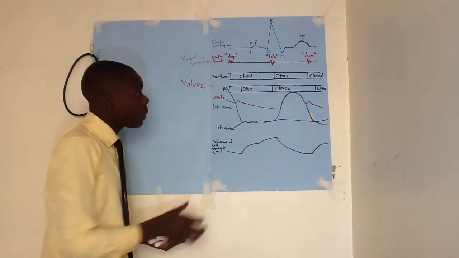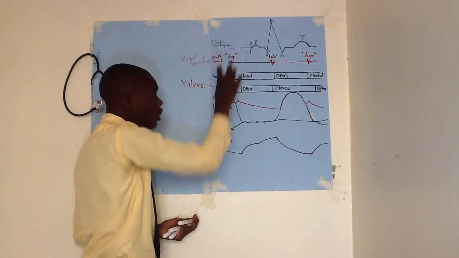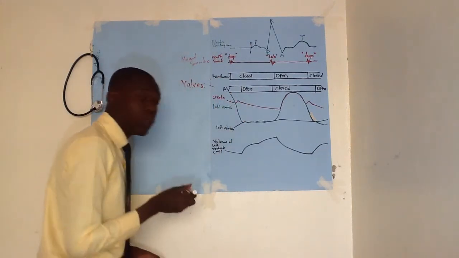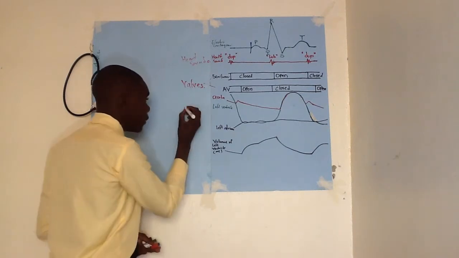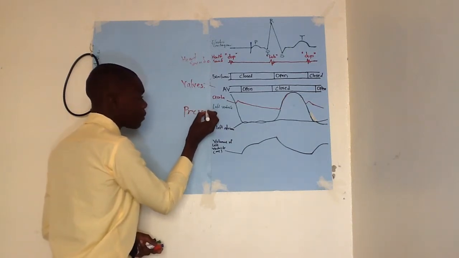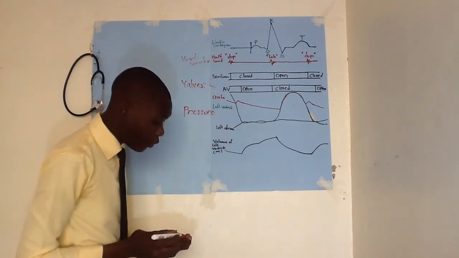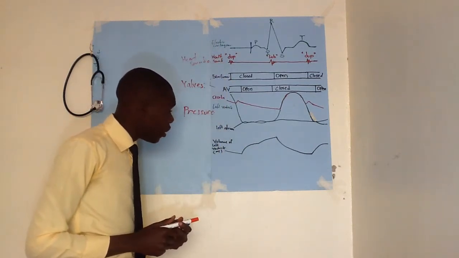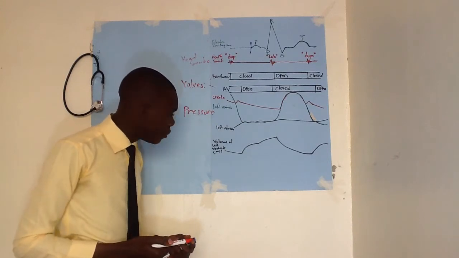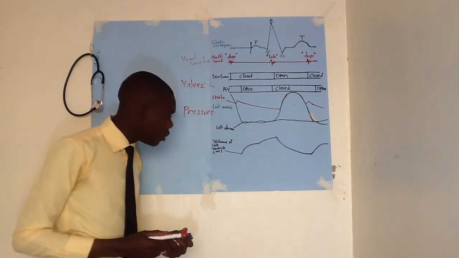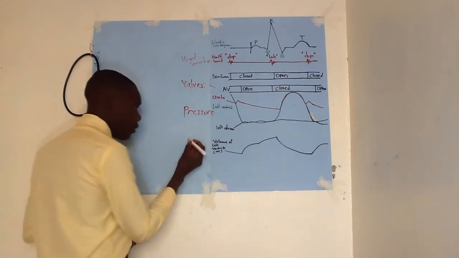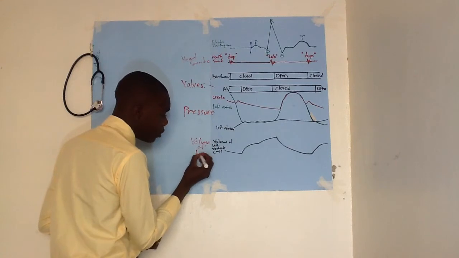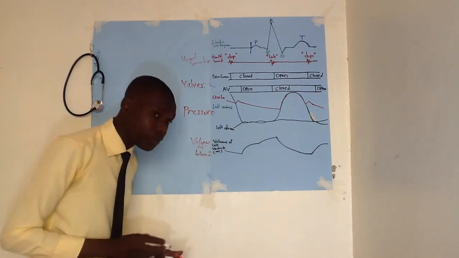We want to compare also the ECG to the state of the pressure within the heart chambers. And we shall finally conclude by comparing the ECG to the volume in mils of blood in the ventricles.